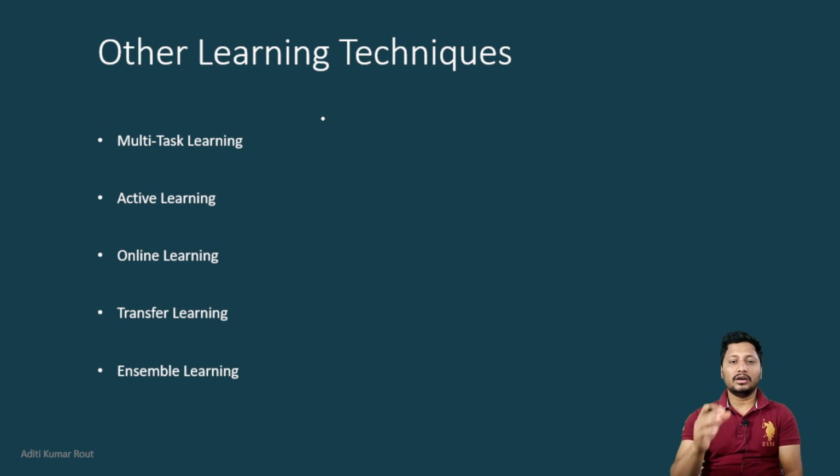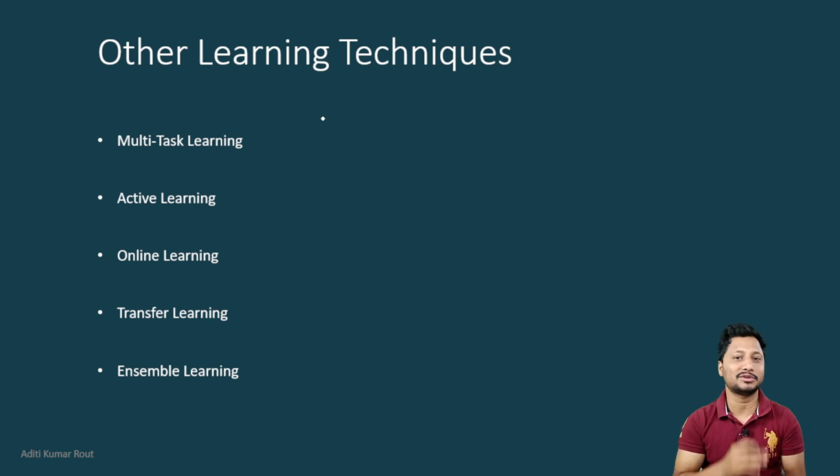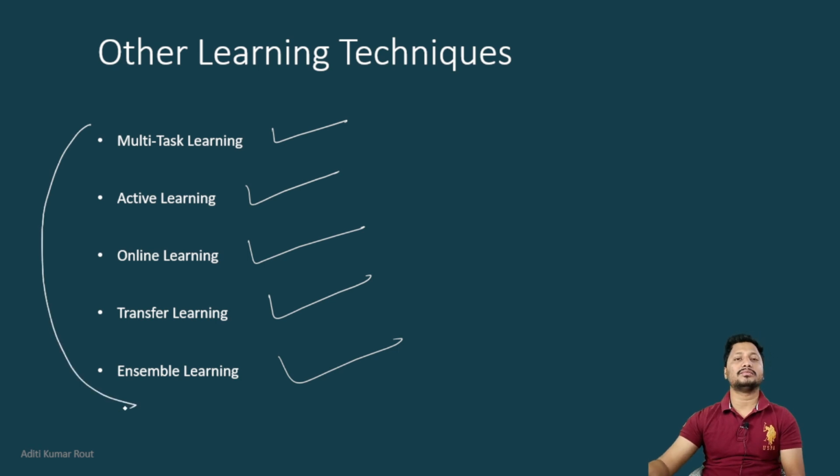Then the last categorization I did here, other learning techniques. These are also some derived learning techniques, derived from our major categories: supervised, unsupervised and reinforcement learning. But again, these are major other categories of learning problems, which are basically composite learning problems. For example, multitask learning, active learning, online learning, transfer learning, ensemble learning. These are the major composite learning problems.